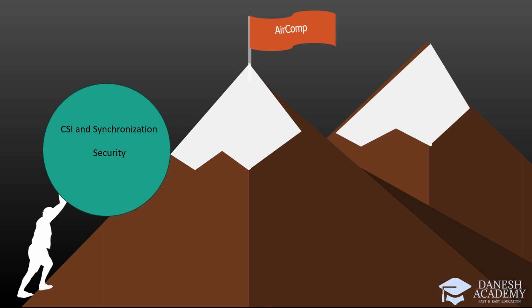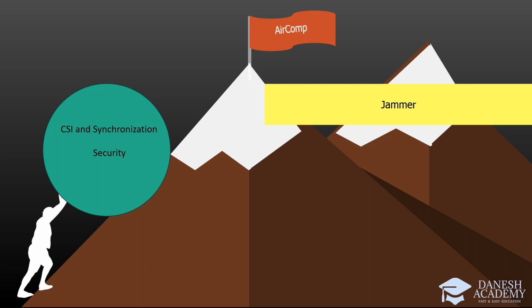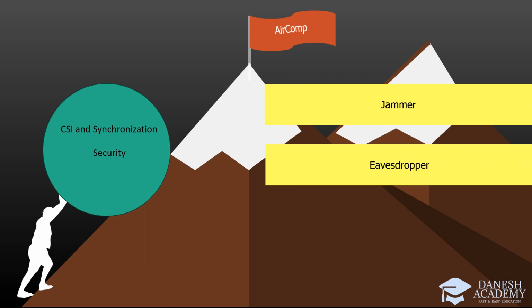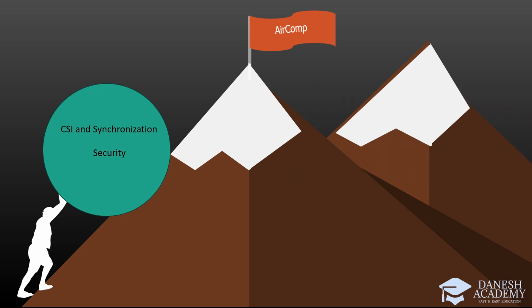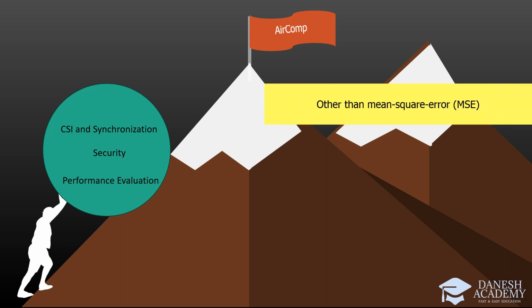While it is true that in AirComp the individual data of devices is not shared with the receiver, there are still dangers that threaten the security of the system. For example, jammers can interfere with the superposition and eavesdroppers can overhear the computation results. And finally, AirComp should be used for different computation tasks, and performance of the system should be measured by metrics other than the commonly used mean-squared error.